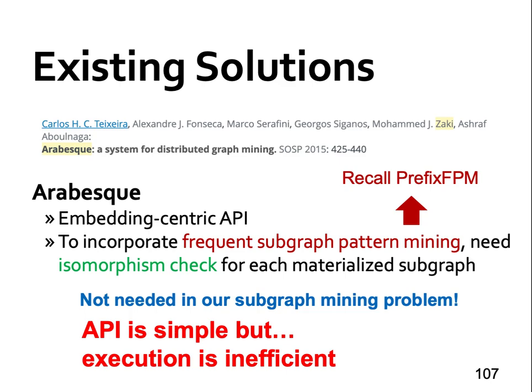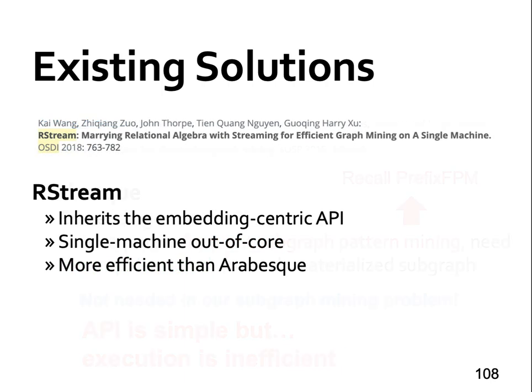Check out our prefix FPM system presented earlier by Dr. Yin for a more efficient solution for frequent pattern mining. In fact, removing the slow network communication can speed up the computation, as is realized by the RStream system. But as a single machine system that runs in the out-of-core mode, it is still disk I/O bound.